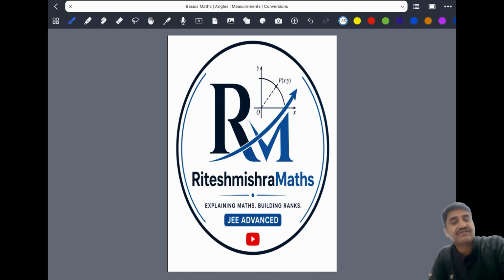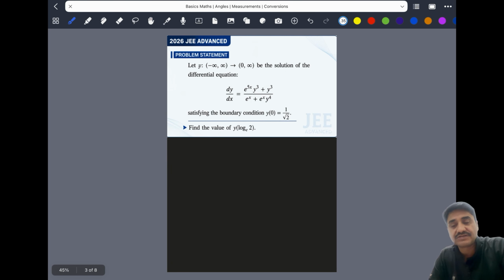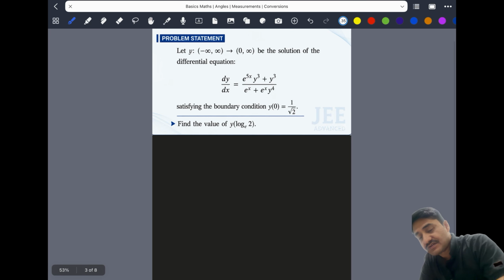On demand of students, I am going to solve one very interesting problem of differential equation, which was asked in JEE Advanced 2026. So now this question is on the screen. We will do this question. See here, this question is not a big task, it is an easy question. We'll do first the variable separable. See here how.